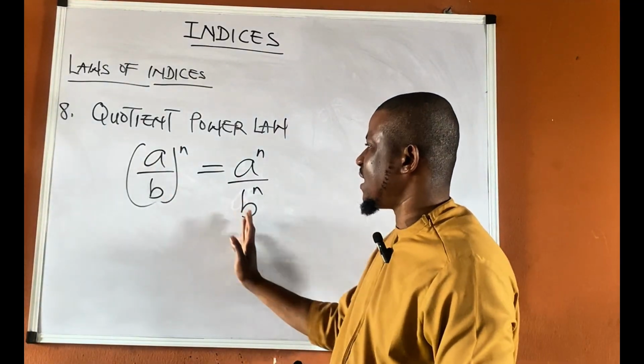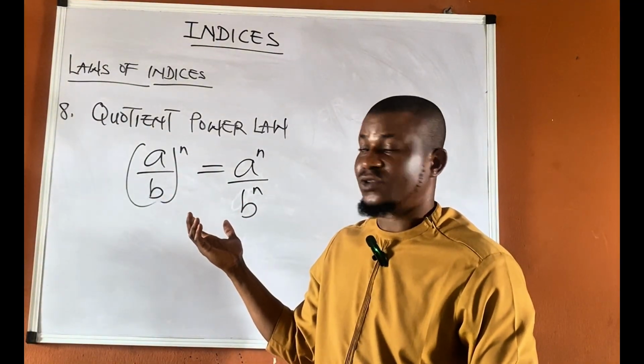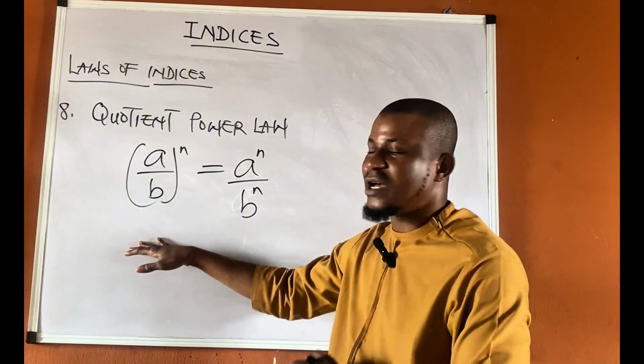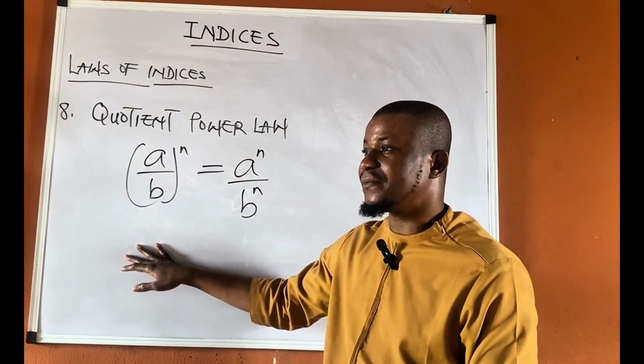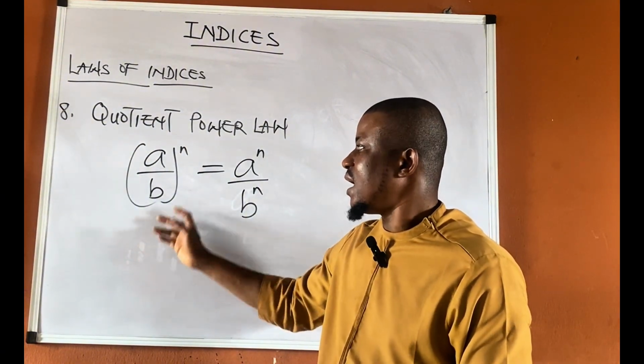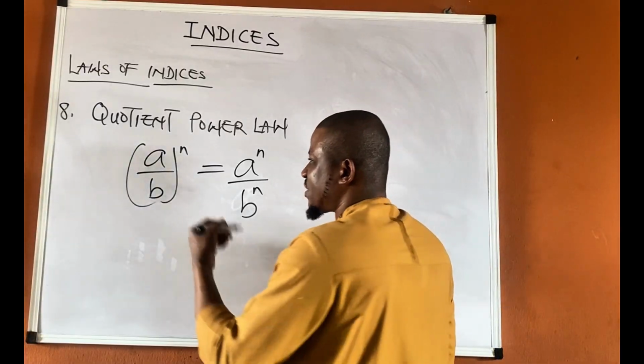So I can simplify this as this and resolve. Right, so this is the quotient power law. Any example can also flow from here. However you want to write the example, we can take any practical example here.